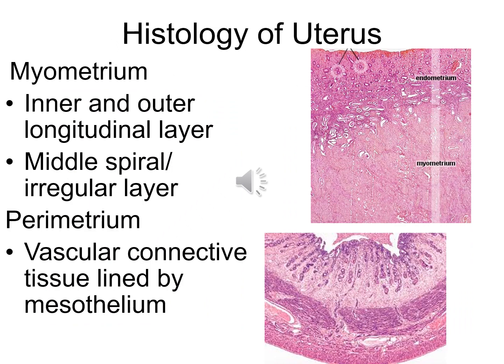Myometrium is the thickest layer and consists of compactly arranged smooth muscle bundles. They are arranged in three layers. There is the inner and outer longitudinal layer, and in the middle there is a spiral or irregular layer. The smooth muscle of the myometrium is capable of hypertrophy and hyperplasia. Outer to that, the third layer comes, that is the perimetrium, which is a vascular connective tissue lined by peritoneum.